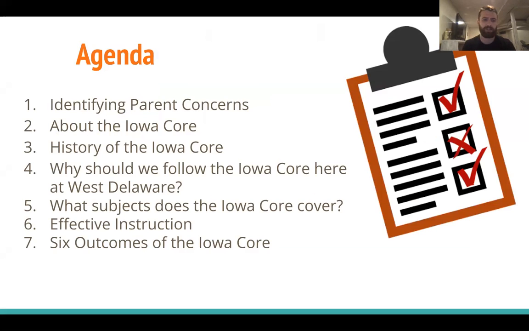Number two is some information about the Iowa Core. Number three, some of the history of the Iowa Core. I think that's important to gauge a timeline of when this stuff has been implemented. Number four, why should we follow the Iowa Core here at West Delaware? Number five, what subjects does the Iowa Core cover? Number six, talk a little about effective instruction. And then seven, the six outcomes of the Iowa Core.